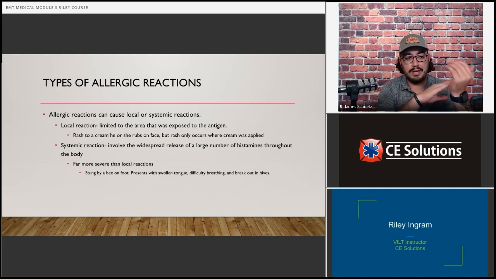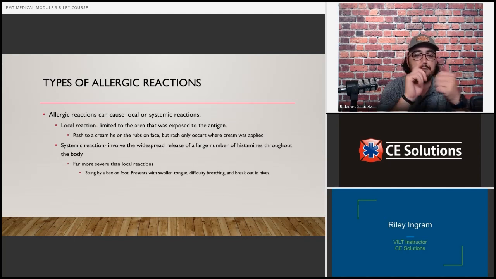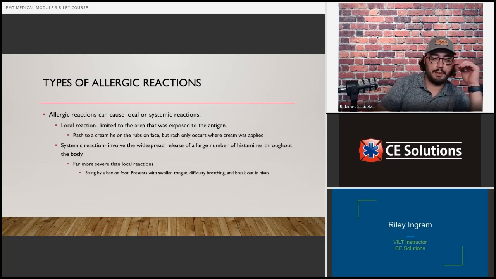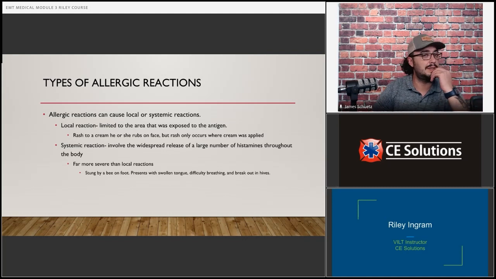A rash to a cream that he or she rubs on their face only occurs when the cream is applied, right? That's local. Whereas a systemic reaction involves the widespread release of a large number of histamines throughout the body. Far more severe than local, obviously, right? Because it's involving the whole body instead of just your hands or your face. Stung by a bee on the foot, presents with a swollen tongue, difficulty breathing, and breaks out in hives, right? We're in anaphylaxis. Actually, that's almost anaphylactic shock at that point. But that's far more severe than just an itchy face because of some cream that I used.